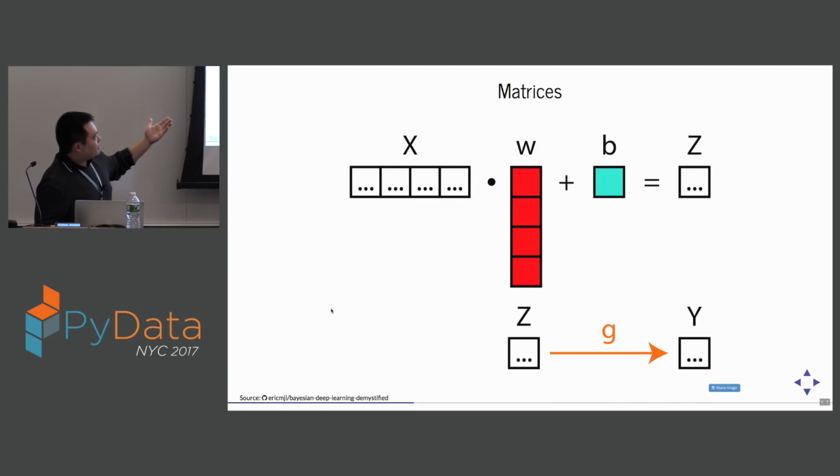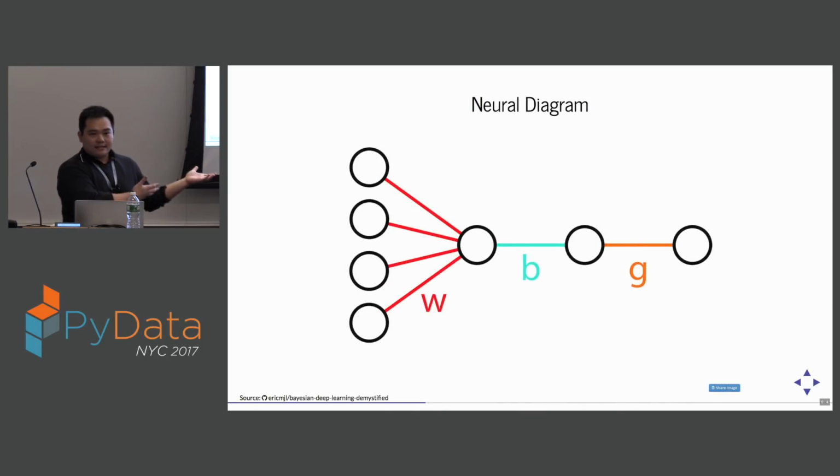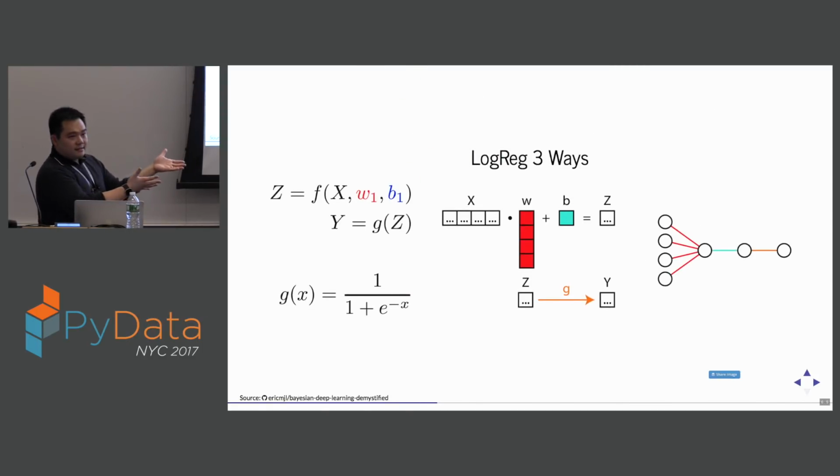And so in matrix form, it just looks like that. I do my linear regression thing and then apply a single transform across all of the elements inside the outputs, and then I get my output, right? And so as a neural diagram, that's what logistic regression is. All we've done is we've tacked on this other functional transform in orange, which is G. So logistic regression shown 3 ways is nothing more than that.